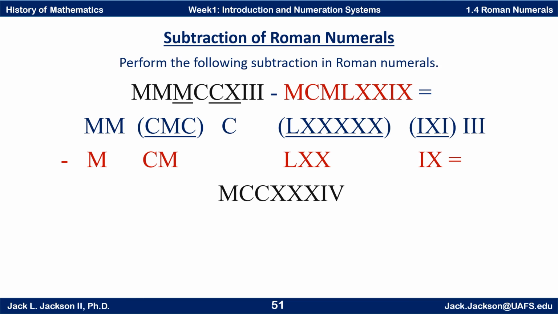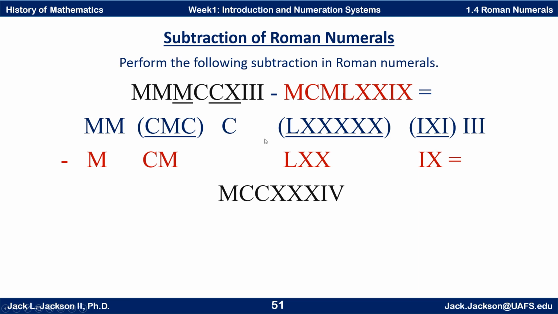So notice that this one requires some ungrouping, the opposite of what we did before with addition. First, we notice that we can replace the X with an IXI over here. So this X right here can be replaced with IXI. And this C can be replaced with an L and 5 X's. And this M can be replaced by a CMC.